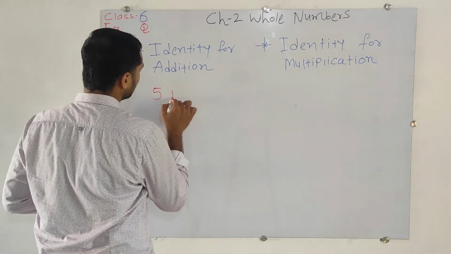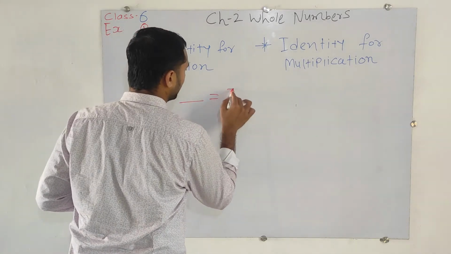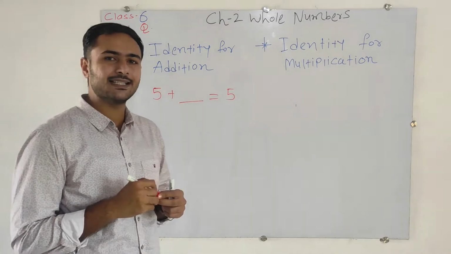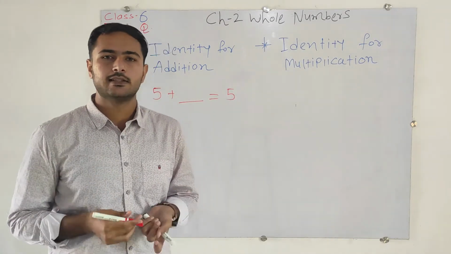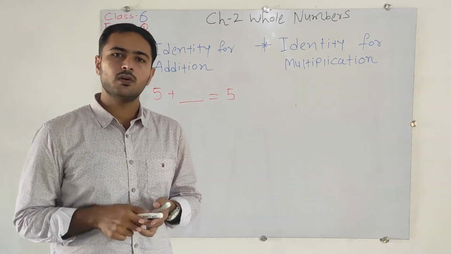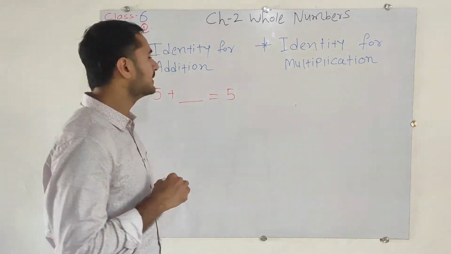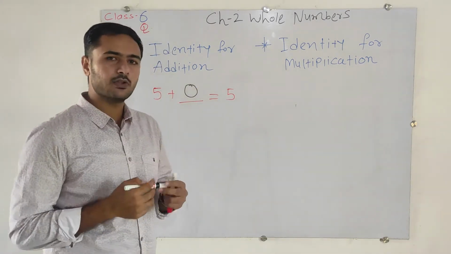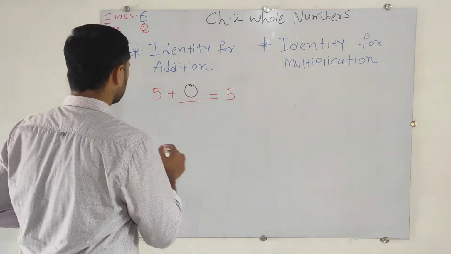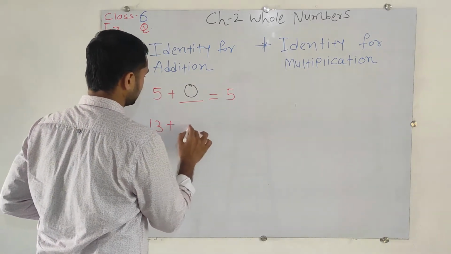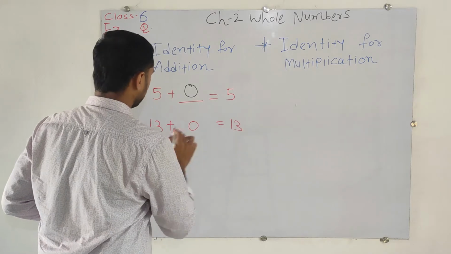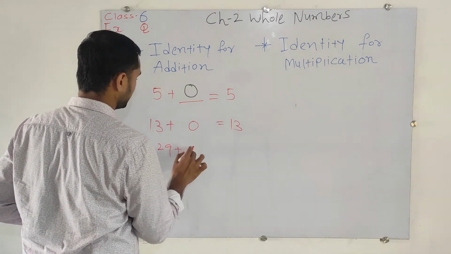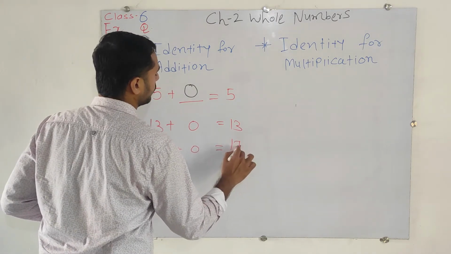But let's see how we can do that. Suppose 5 plus something is 5. Is this possible? 5 plus 1, that is 6. 5 plus 7, that is 12. Here is only one possibility, that is 5 plus 0. 5 plus 0 is 5. Like that, if I do 13 plus 0, that is again 13. 179 plus 0 will be 179.